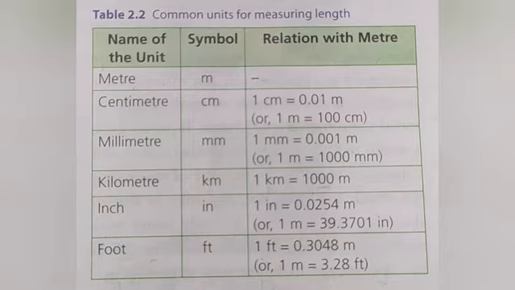Here we can see the relation between different units of length. The SI unit of length is meter, so the different units of length are related by this SI unit. For example, in 1 meter there are 100 centimeters, so 1 centimeter can be written as 0.01 meter. Similarly, in 1 meter there are 1000 millimeters, so 1 millimeter can be written as 0.001 meter. And in 1 kilometer there are 1000 meters. Inch and feet are related with meter. As you can see, 1 inch is equal to 0.0254 meter and 1 foot is equal to 0.3048 meters.